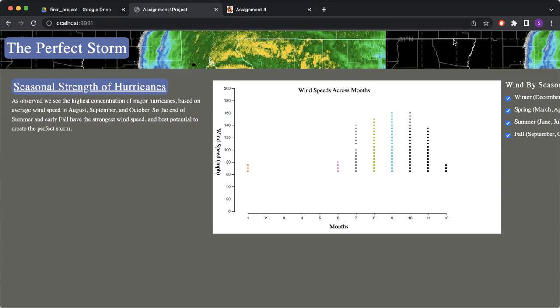And for assignment 4, we use the tropical storm data to determine what factors create the perfect storm. Before we move on to our visualizations, we wanted to talk about some of our pre-exploratory data analysis assumptions.